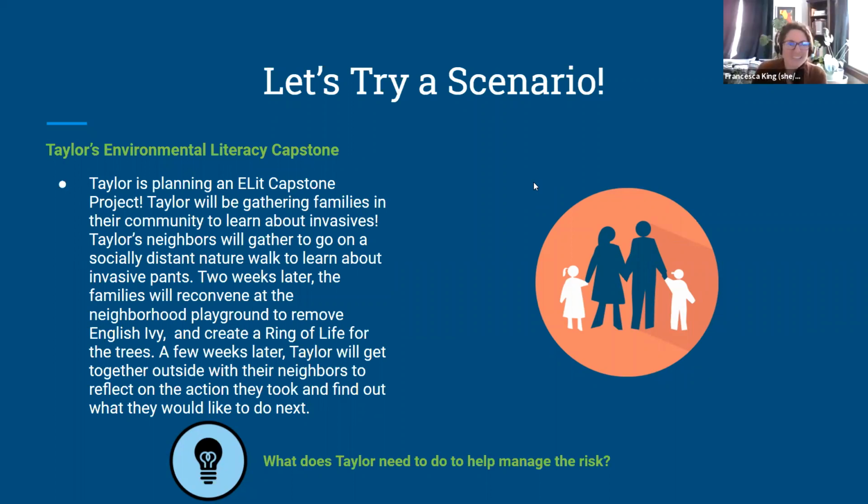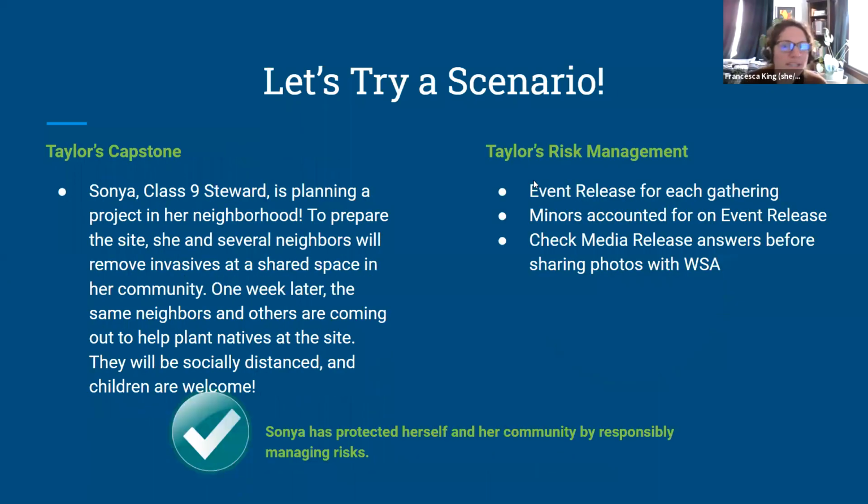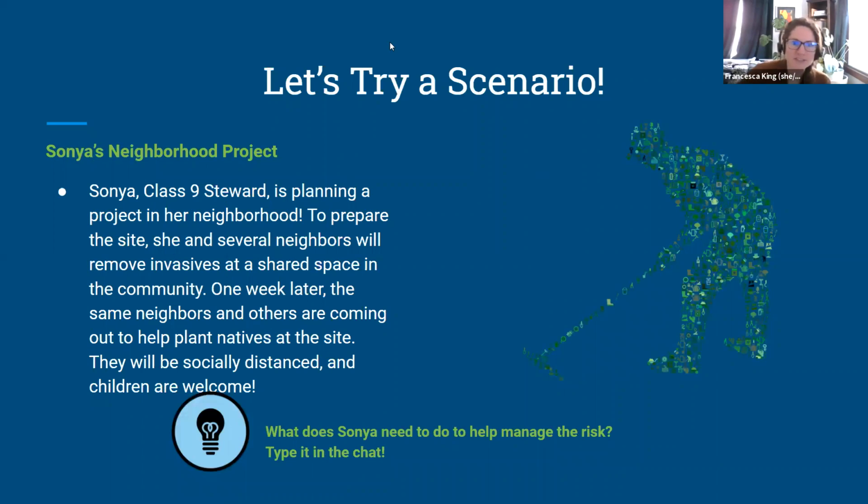Great. All right. And Josh, if you could skip ahead too, we're going to try another scenario. Do you want to read this for us? Sure. Sonia, Class 9 steward, is planning a project in her neighborhood. To prepare the site, she and several neighbors will remove invasives at a shared space in the community. One week later, the same neighbors and others are coming out to help plant natives at the site. They will be socially distanced and children are welcome.